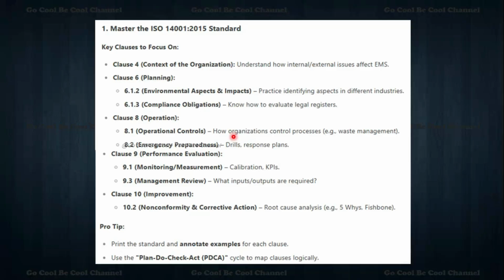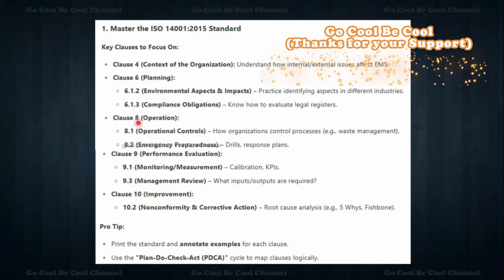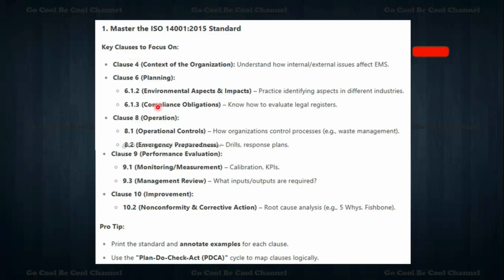Now, we need to master the ISO 14K standard. Key clauses to focus on mainly: clause number 4, which talks about context of the organization, understanding how internal and external issues affect EMS. Clause number 6, planning: 6.1.2, 6.1.3 environmental aspects and impacts. Practice identifying aspects in different industries, and know how to evaluate the legal register. Now it's coming to clause number 8. So I'm talking about key clauses. I don't think clause 7 is key, it is supporting, that's all.